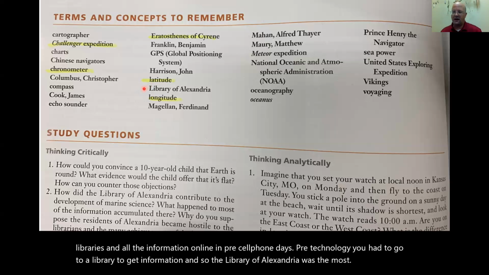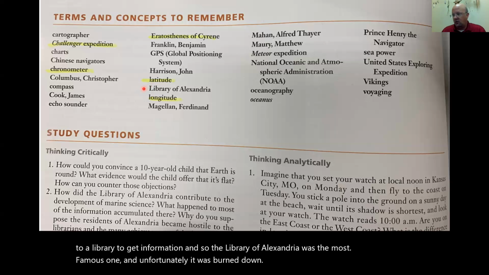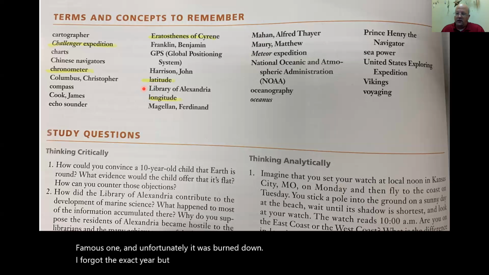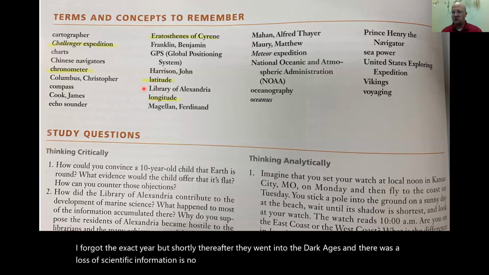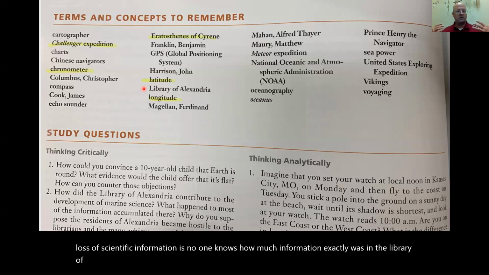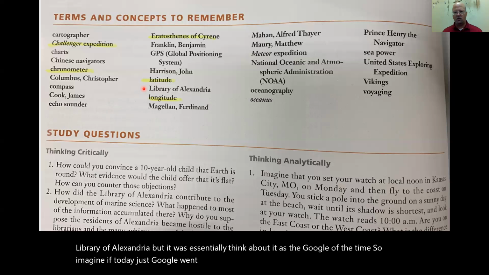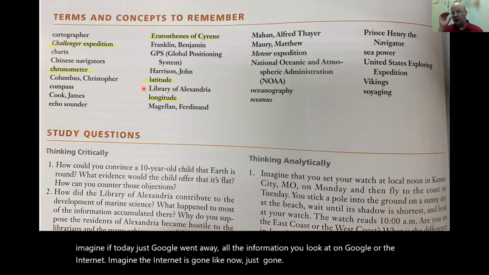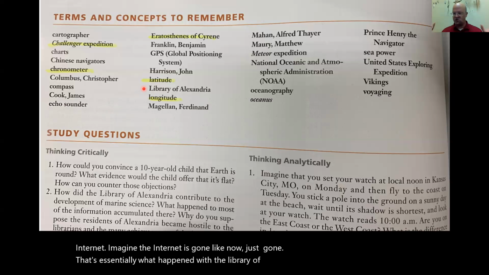And unfortunately, it was burned down. I forgot the exact year, but shortly thereafter, they went into the dark ages, and there was a loss of scientific information. No one knows how much information exactly was in the Library of Alexandria, but essentially, think about it as the Google of the time. So imagine if today just Google went away. All the information you look at on Google or the internet, imagine the internet is gone, like now, just poof, gone. That's essentially what happened with the Library of Alexandria, right? All that information was just gone, right?